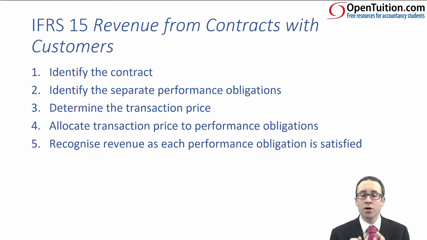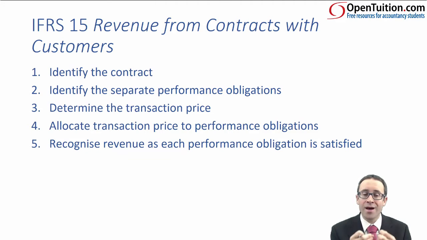The third step to go through and consider is looking at the transaction price. So how much are you going to pay overall for this contract? That's the total price that is going to be paid. Once we've got the total price, we then need to allocate it to the performance obligations that we've identified in step 2. So part of that total price might go towards some goods, part of that total price might go to the provision of some services. That's what we do in step 4.